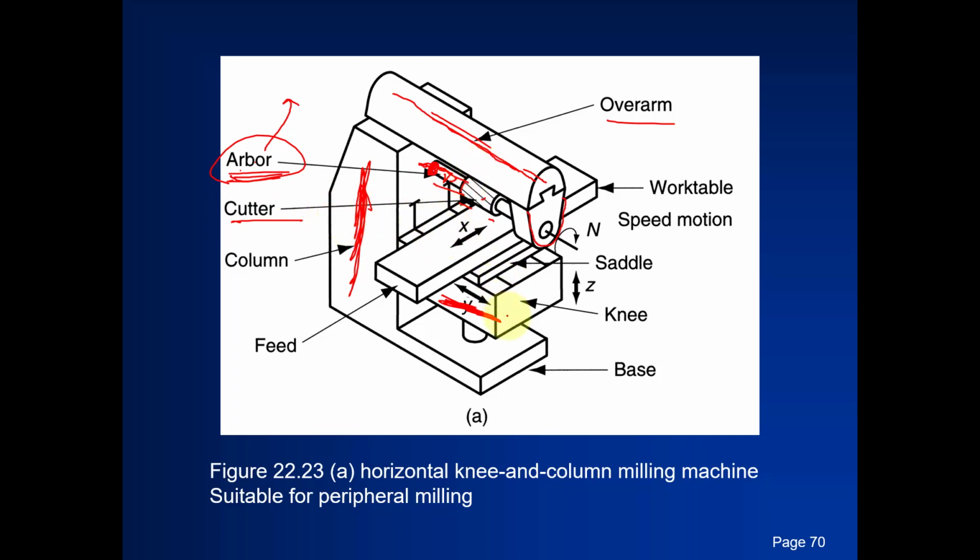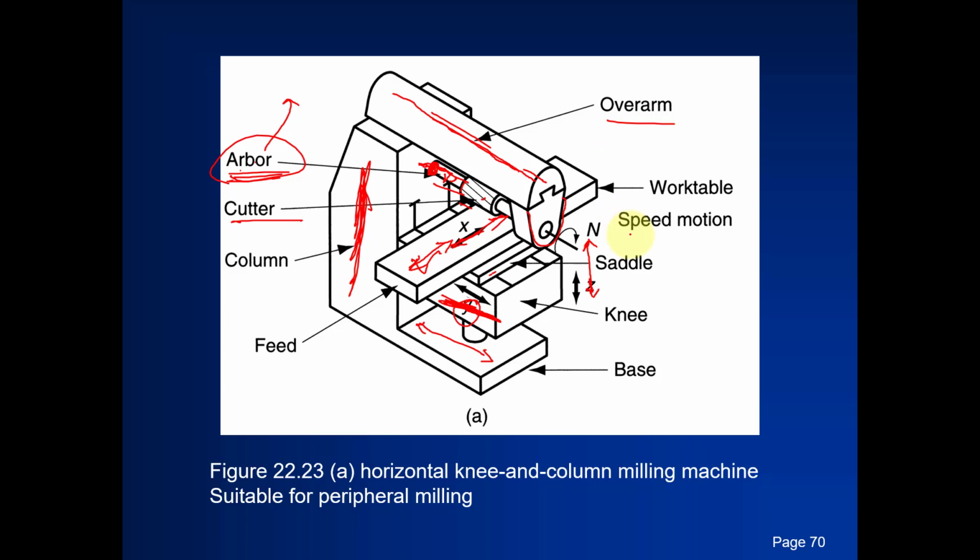Clear? On the knee there is a saddle, and above the saddle there is a work table, and this work table moves in this direction. It will take feed in this direction, and this table also moves in the Z direction. So basically the table moves along the vertical direction, represented here as Z. It can move across as well in the Y direction, which is also mentioned over here, and along the X direction. So the table can move in 3 directions and the spindle only rotates.